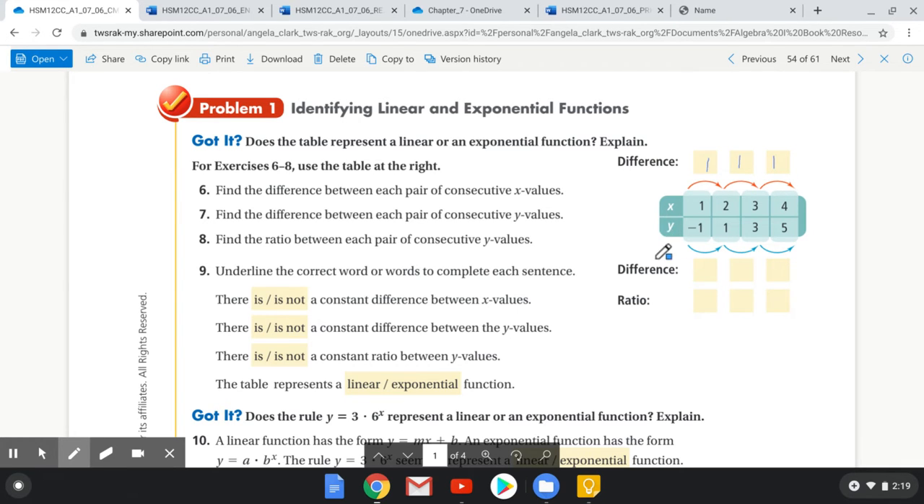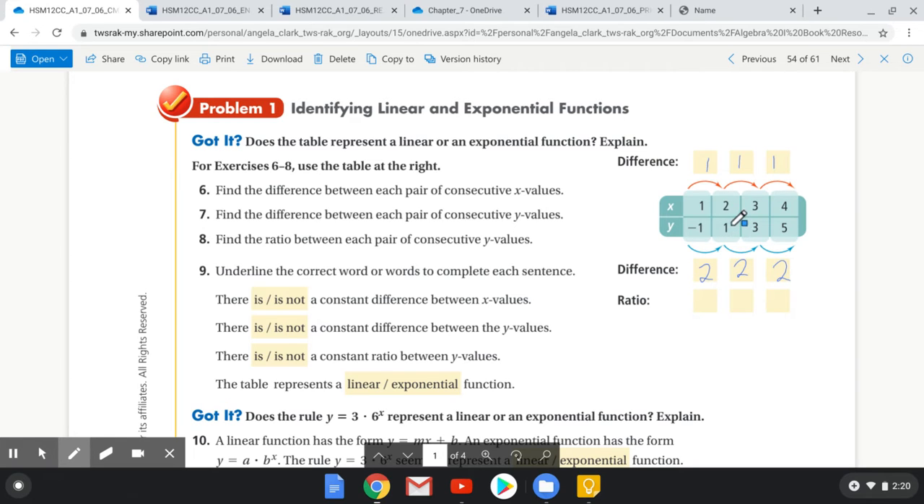On the y's, let's see how many we're adding each time. 1 minus negative 1 is the same as 1 plus 1, so that's 2. 3 minus 1 is 2. And 5 minus 3 is also 2. So we're adding the same amount each time. We're adding 2 each time as we go. So this table represents a linear function because we're adding the same amount each time. So let's check and see.